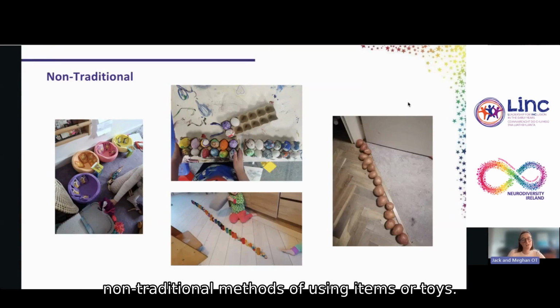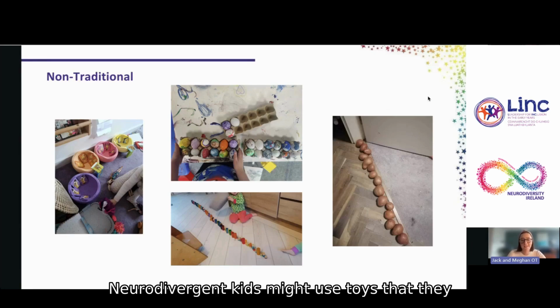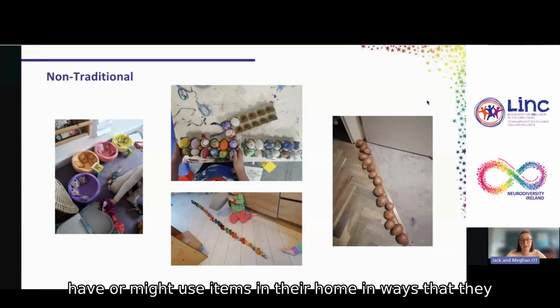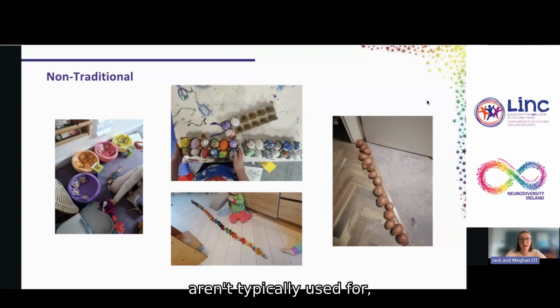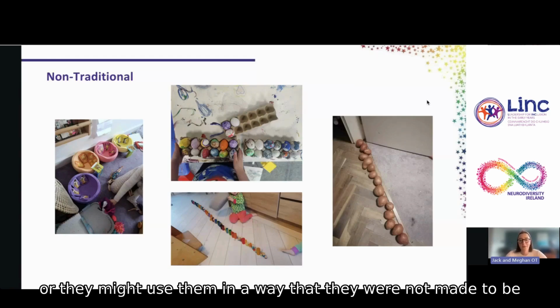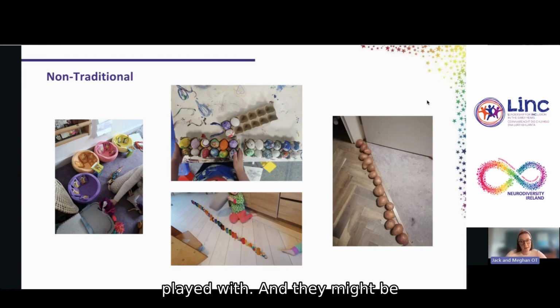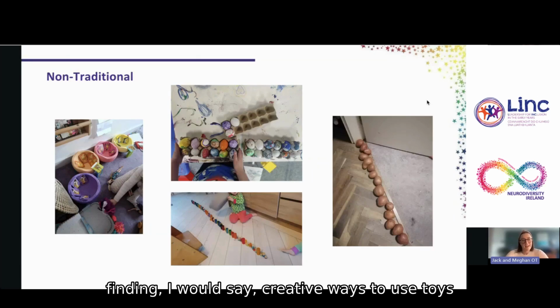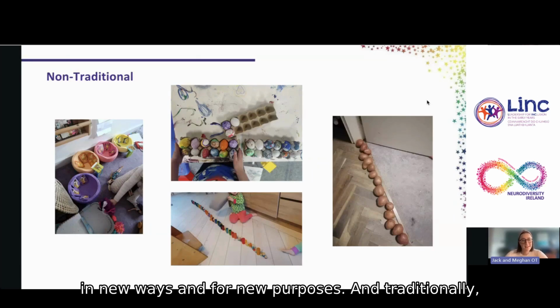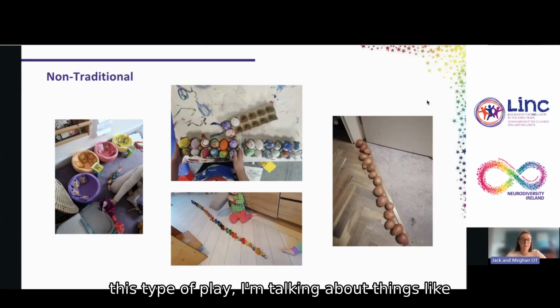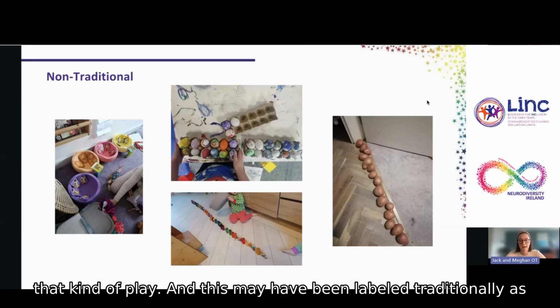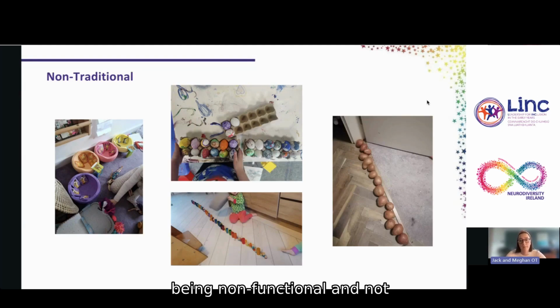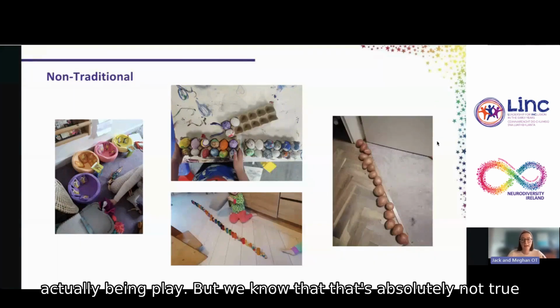might involve non-traditional methods of using items or toys. And neurodivergent kids might use toys that they have, or might use items in their home in ways that they aren't typically used for, or they might use them in a way that they were not made to be played with. And they might be finding, I would say, creative ways to use toys in new ways and for new purposes. And traditionally, this type of play, I'm talking about things like lining up, arranging, sorting, that kind of play, may have been labelled traditionally as being non-functional, and not actually being play.